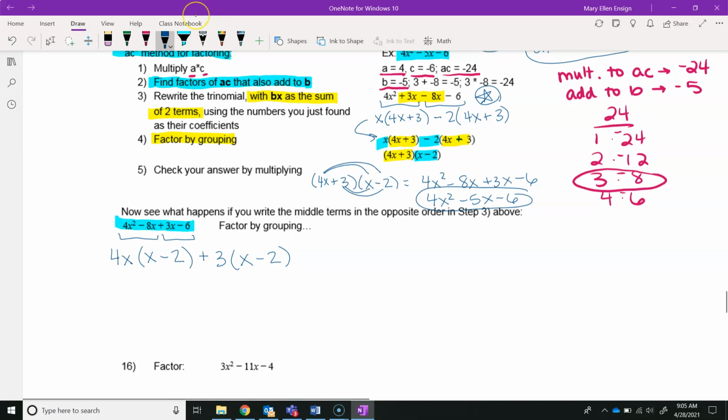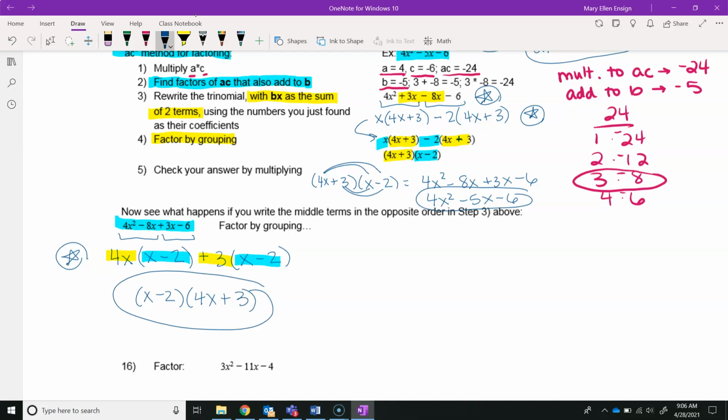Now, what I have in this step right here might look different than what I have in this step right here, okay? However, if you look at it, really what's happening here is I have the opposite thing in the parentheses and outside the parentheses. Before I had 4x plus 3 in the parentheses and x minus 2 were the outside parts, now it's opposite. So now when I write this, x minus 2 is my common factor here, and I get 4x plus 3. It's the same exact thing as my answer of 4x plus 3 times x minus 2. The order doesn't matter.